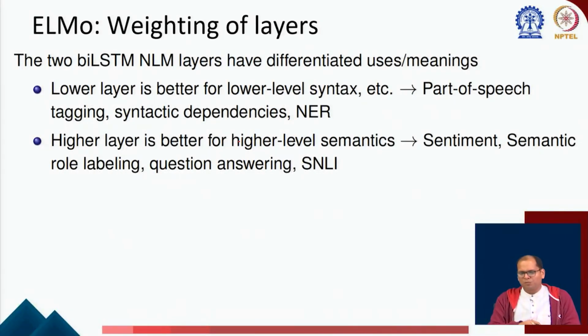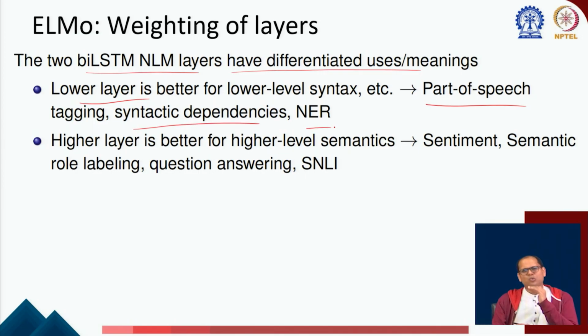Right? So what they did in the experiment, they used two biLSTM layers. So they have different usage. For example, they found the lower layer was better for lower-level tasks, like if you are doing part-of-speech tagging, syntactic dependency, NER, you should give more weightage to the lower layer. But if you are doing more semantic-level tasks like sentiment analysis or semantic role labeling, question answering, SNLI, etc., then you have to give more weight to the higher-order layer. So you can give different task-specific weights to different layers while you are combining.